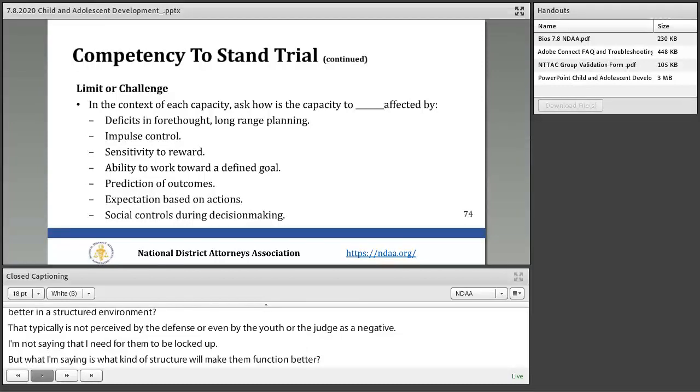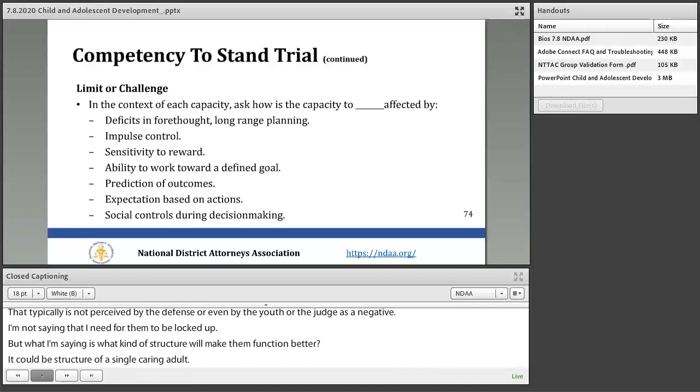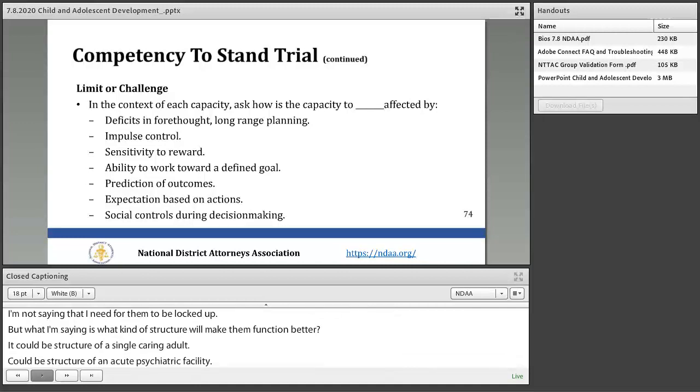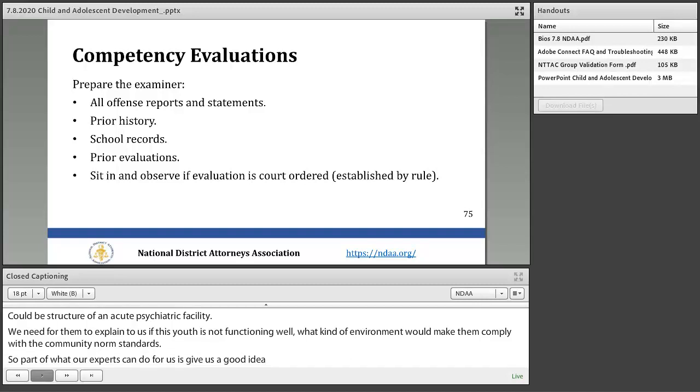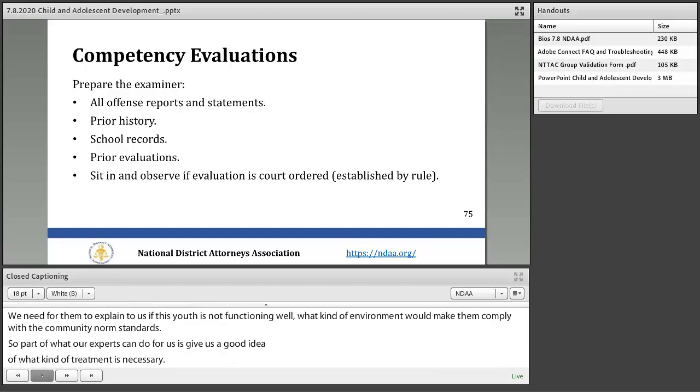And it could be structure of a single caring adult. It could be structure of an acute psychiatric facility. We need for them to explain to us, if this youth is not functioning well, what kind of environment will make them or help them comply with our community norms and standards. And so part of what our experts can do for us is give us a good idea of what kind of treatment is necessary.